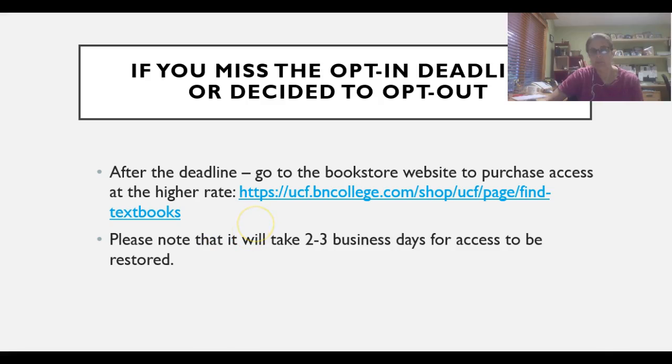If students miss the opt-in deadline, or they decide for some reason to opt out and then afterwards want to purchase access, the only way they can do that is going to the main UCF textbook website at Barnes & Noble, and then they can purchase access there. This is the link. After they purchase access, please note it's going to take probably 2 to 3 days for their access to be restored.